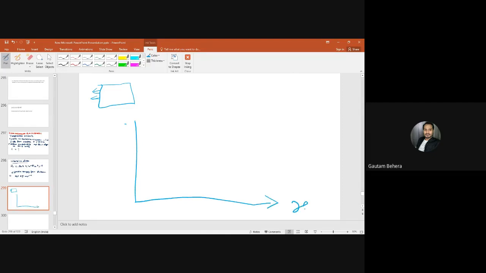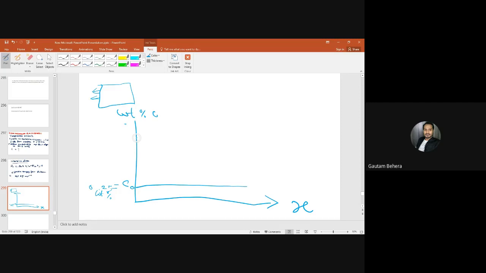Suppose this is your distance x, and this is the weight percentage of carbon. Fine. And this is, for example, your C0, initial concentration of carbon inside the material. That is already known, that is 0.25 weight percentage. Fine.